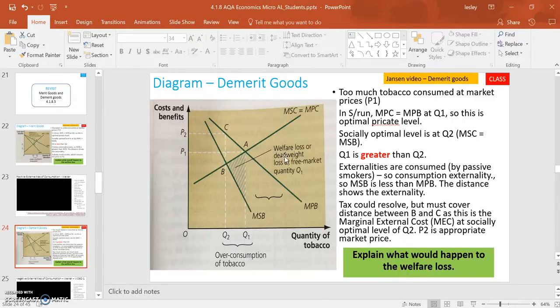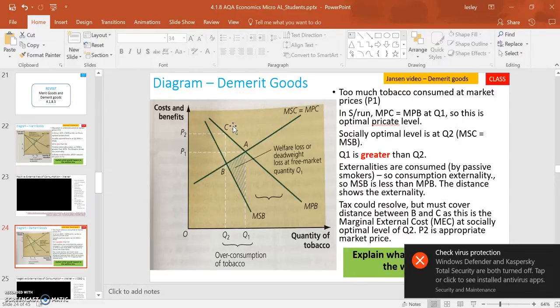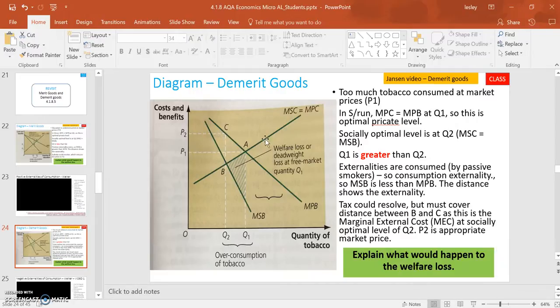So again here, probably the most popular thing would be to add a tax to producers, which would shift the MSC equals MPC curve in to the left, and thereby reaching that point there, point C, and obviously then P2 would be the equilibrium price in the market.